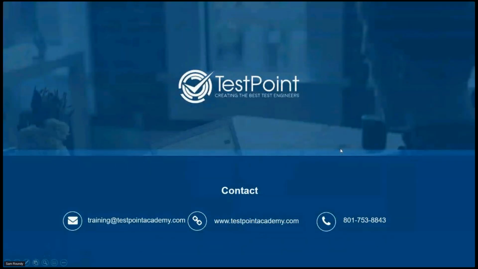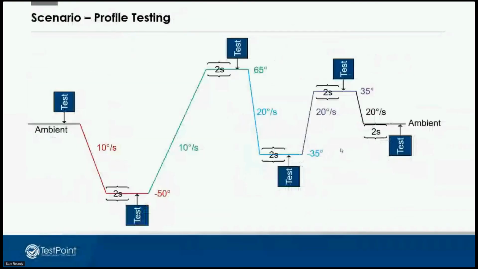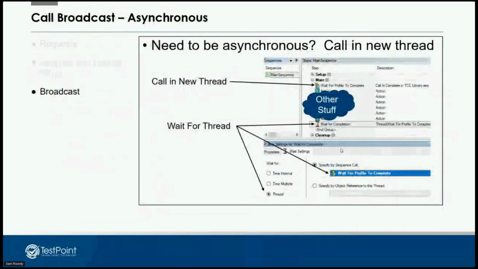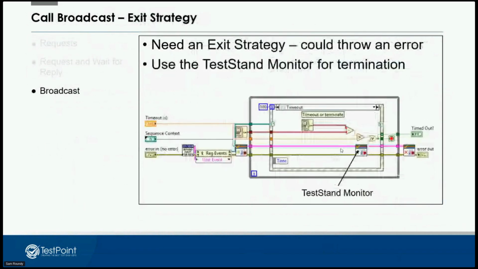Okay. I don't really have a conclusion slide, but I guess the big takeaways from this are the DQMH sequence libraries, and then coding against the packed project libraries, and then how to handle the broadcast. Those seem to be two of the things that people struggle with a lot with DQMH and TestStand. It just makes things a lot easier when you modularize it that way. And when you also keep that TestStand code out of your DQMH module, that makes them cleaner.